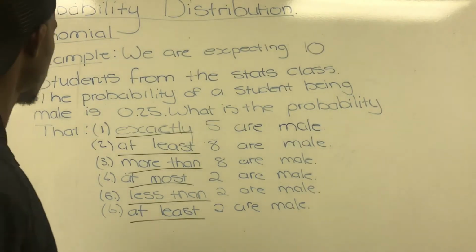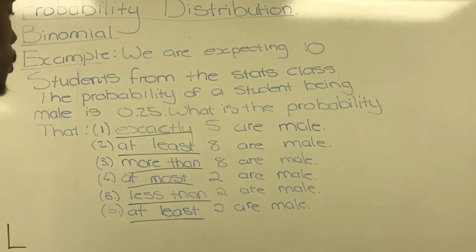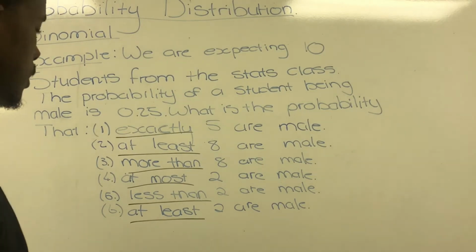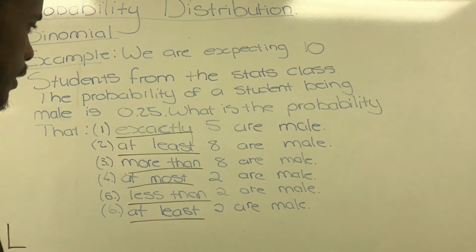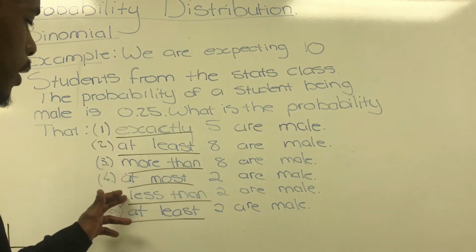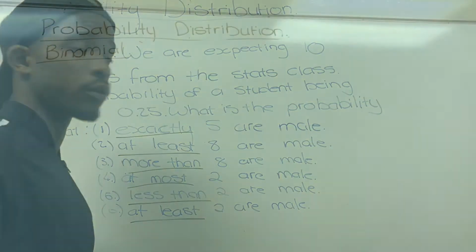Students from the stats class. The probability of a student being male is 0.25. What is the probability that exactly 5 are male, at least 8 are male, more than 8 are male, at most 2 are male, less than 2 are male, and at least 2 are male? So we'll see how we tackle each and every one of these scenarios. These are the keywords that we need to keep in mind when approaching each of these.